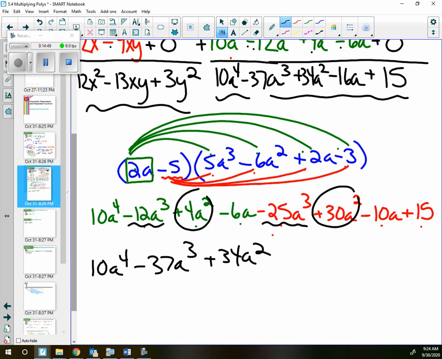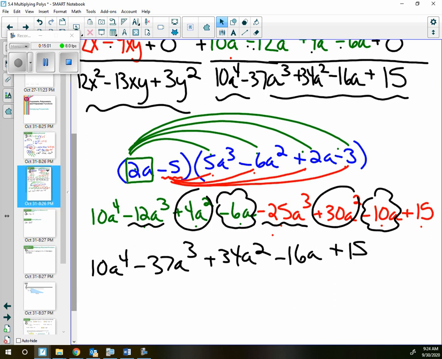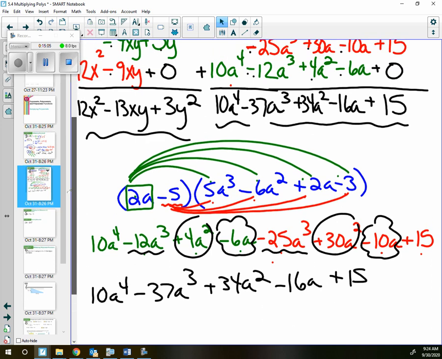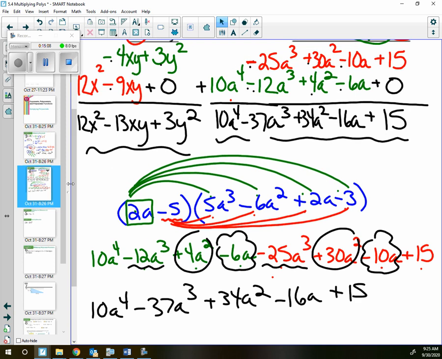And then we have our minus 6a and minus 10a, so minus 16a, and then our plus 15. So either way, horizontally or vertically for multiplication, we should end up with the same answer. Sorry about the arithmetic goof there. Some of you are probably like, what is she doing? But it works out the same either way, whichever way is easier for you to do.